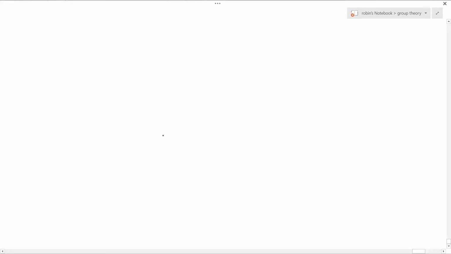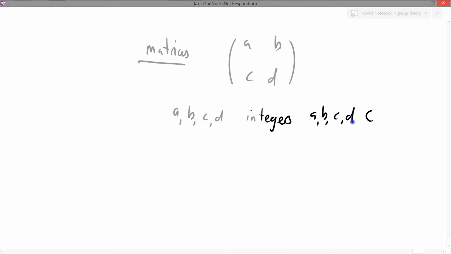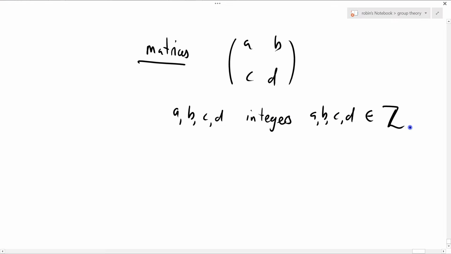I'm going to give one more example about matrices. I quite like matrix groups, they're quite nice. I'm going to consider 2 by 2 matrices A, B, C, D with a particular form. I'm going to consider A, B, C and D to be integers. So A, B, C and D are members of Z, so they can be positive or negative integers.